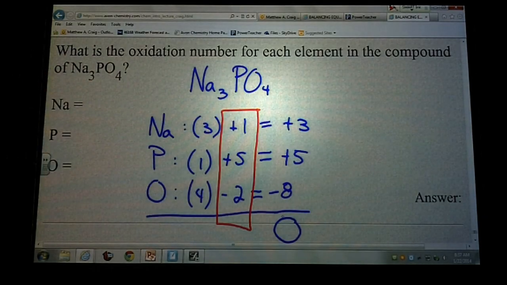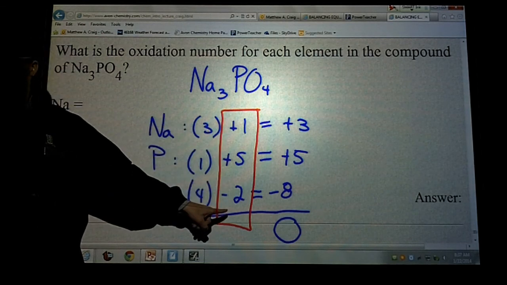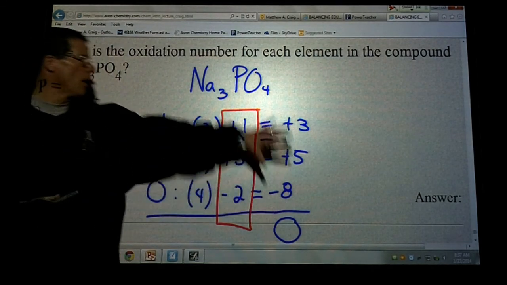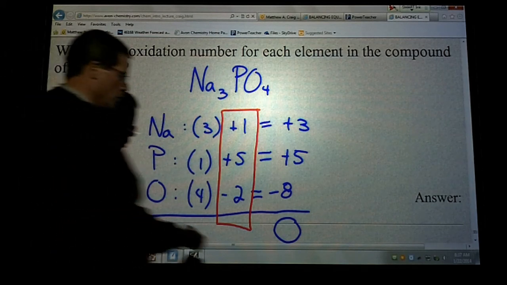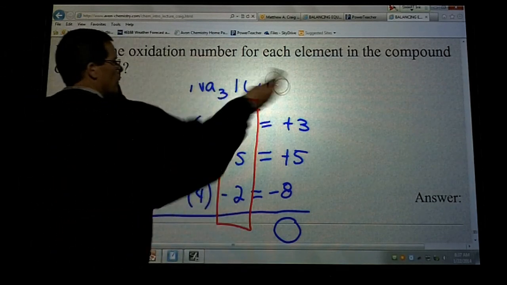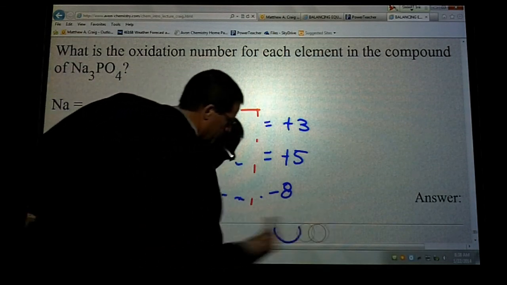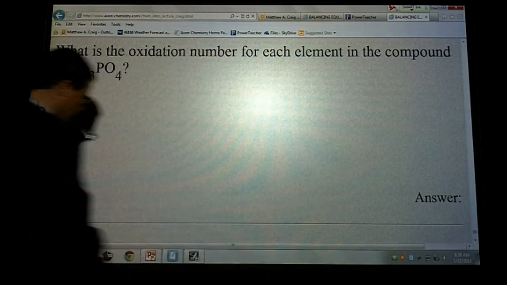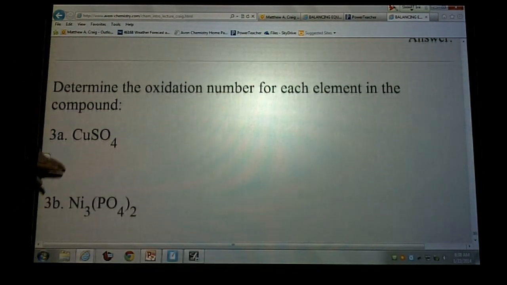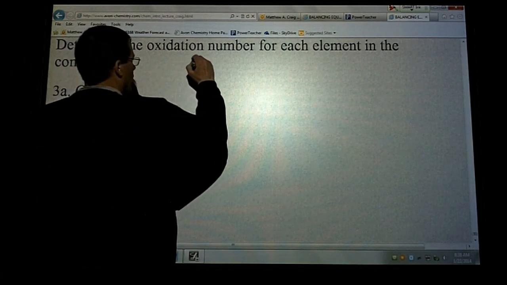Okay. Let's do one more. These are the oxidation numbers right here. These are the numbers that you'll find on your periodic table. These are just charges to help you get the oxidation numbers. Okay. Do one more here. Let's look at, we just did copper sulfate. Okay, let's do copper sulfate again.